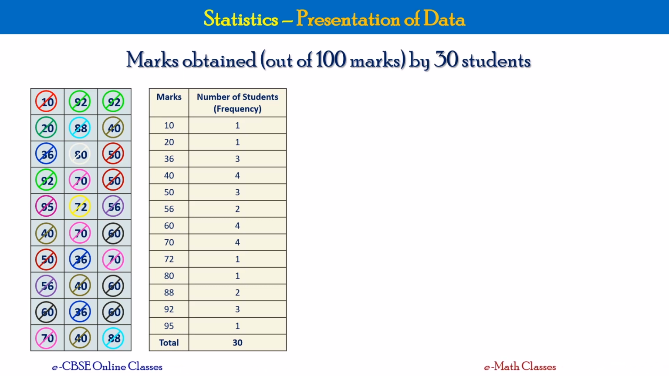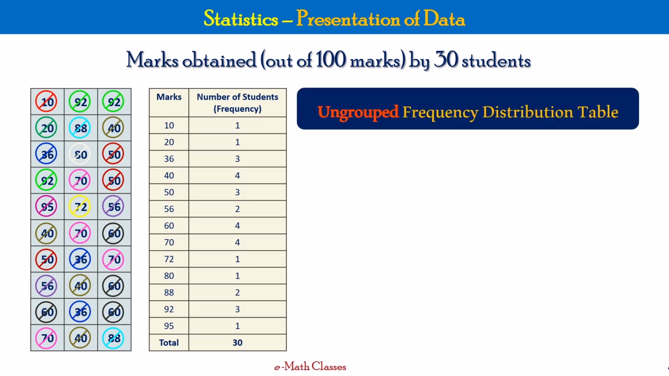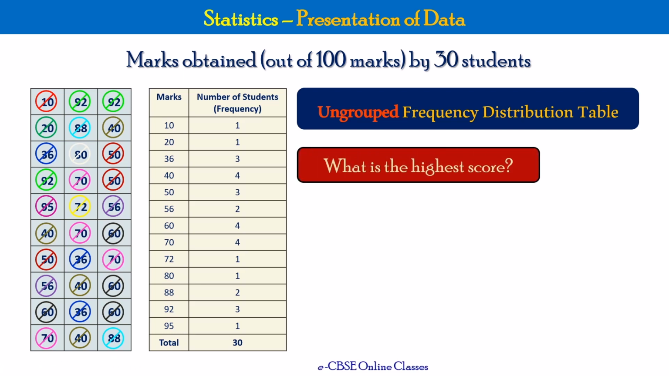So what are these kinds of tables called? These are called frequency distribution tables, and specifically this is an ungrouped frequency distribution table because we haven't grouped, we have directly used the raw data as the classification. Correct. So can you answer some quick questions here? What is the highest score of this class?